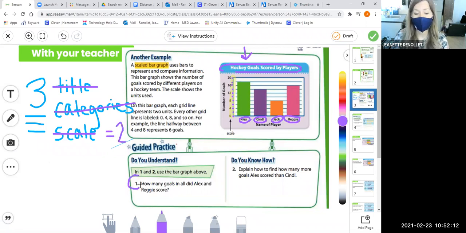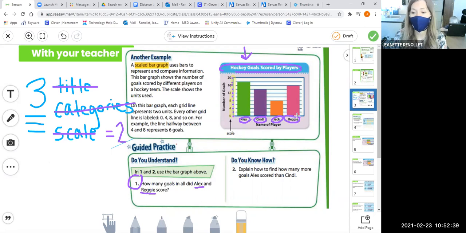So let's jump to problem number 1. Problem number 1, let's do together. How many goals in all did Alex and Reggie score? All right, so we need to look at our graph and we need to focus on Alex and Reggie and how many goals they scored. So first, let's go ahead and look at our graph.